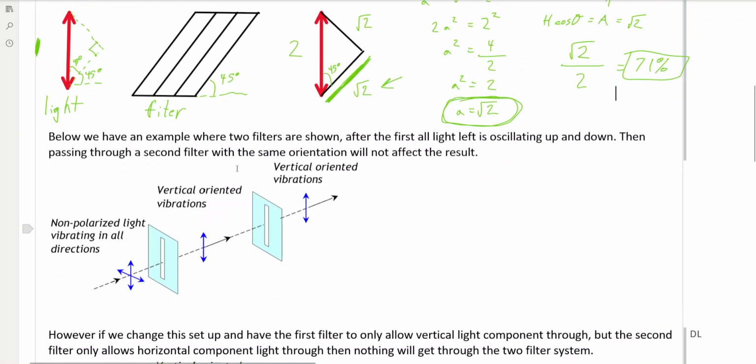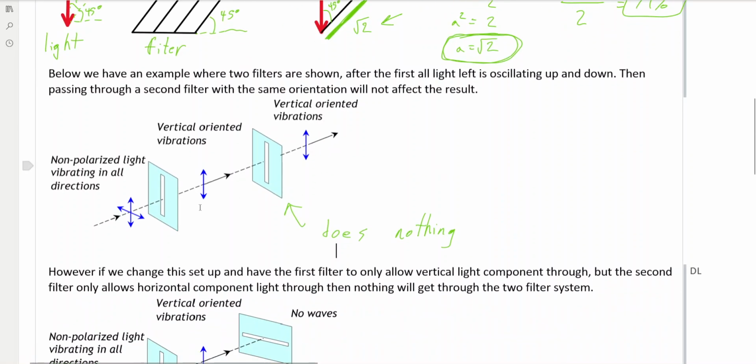Okay, so here's another interesting example. Here we have two filters that are in the same direction. So once you polarize all the light through, about half of it makes it through. At that point, you have it all oscillating up and down. The second filter actually does nothing at this point, because it's already oscillating in that direction. So it's so happy to continue to oscillate at that direction. Okay, so the second filter in this case doesn't do anything.